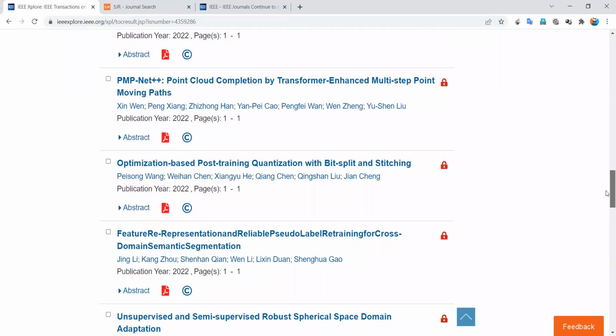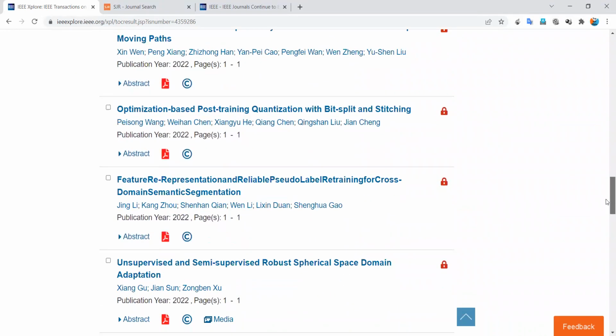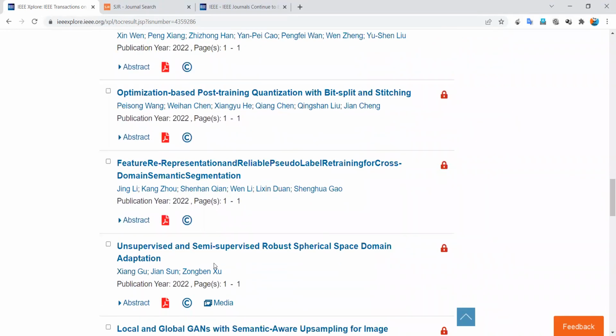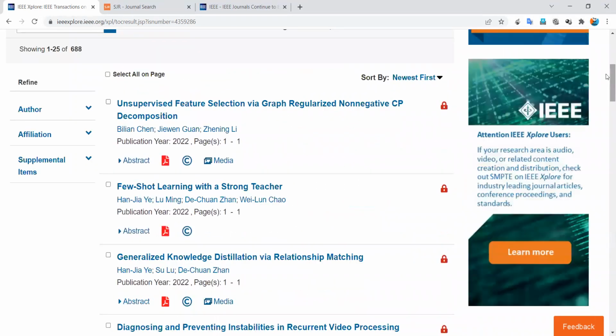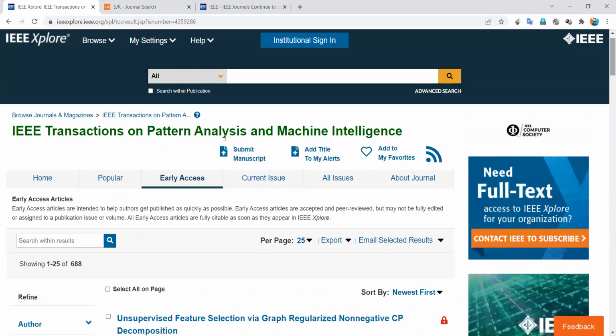So if your work is anyhow related to all these sorts of techniques, or supervised and unsupervised kinds of learning, means machine learning or deep learning related things, or related technologies like GANs, then I think you have a perfect mapping with this particular transaction, so you can go for publishing in this.